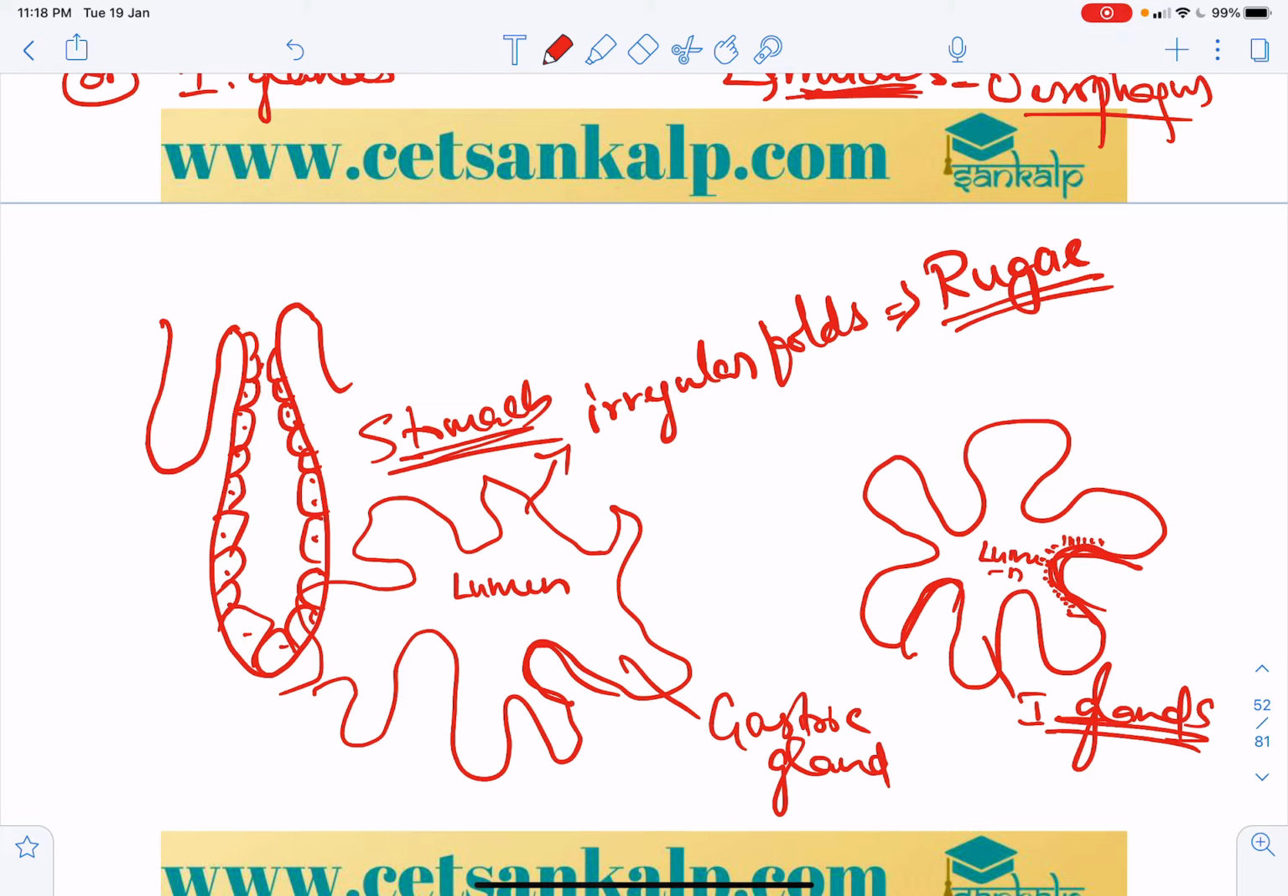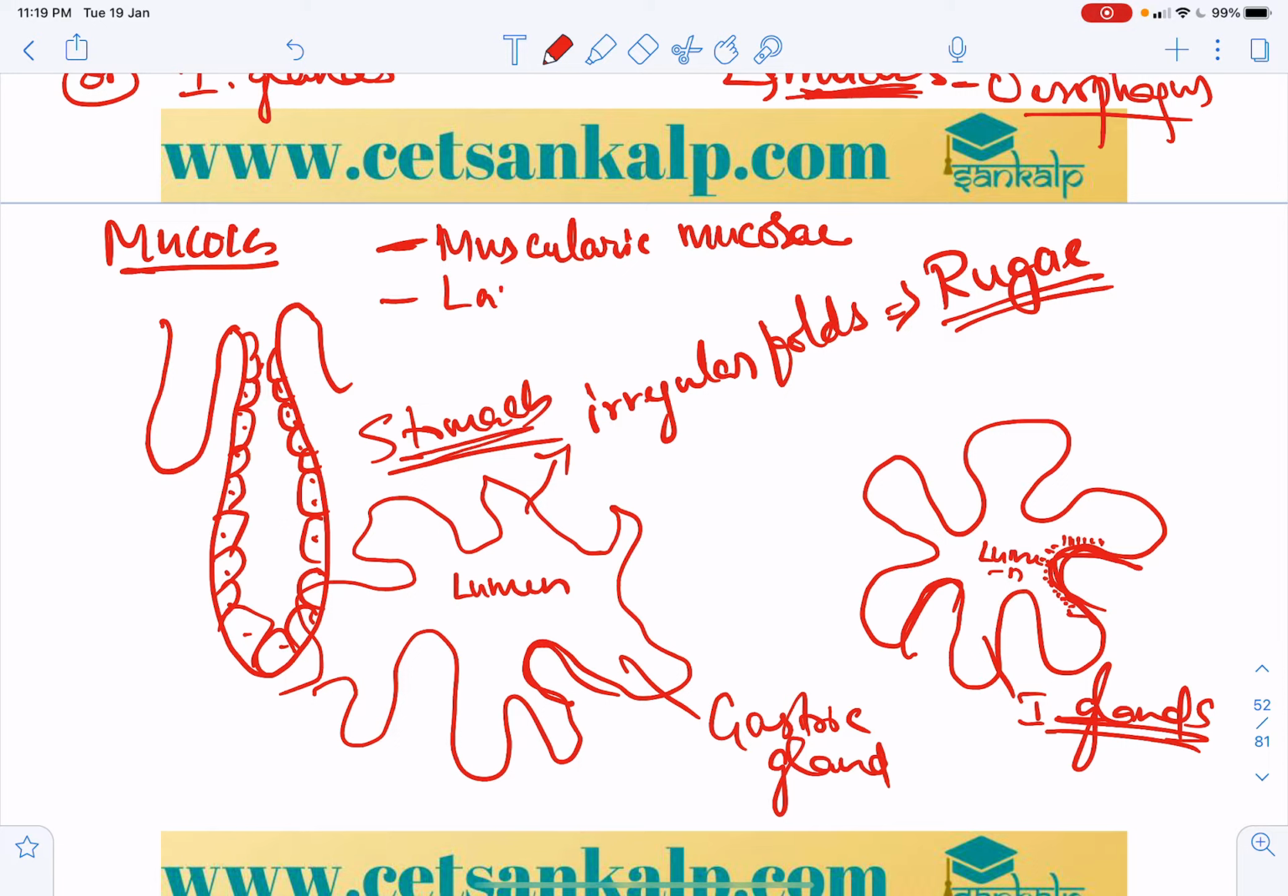And there are different layers in the mucosa, right? I am going to mention them: from outside to inside towards the lumen, the mucosa has three layers. First the muscularis mucosae, which is a thin layer, then the lamina propria, and the last one is the mucosal epithelium.